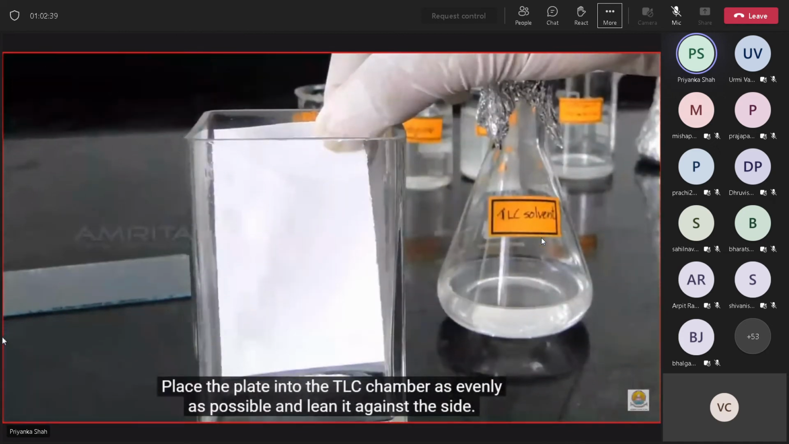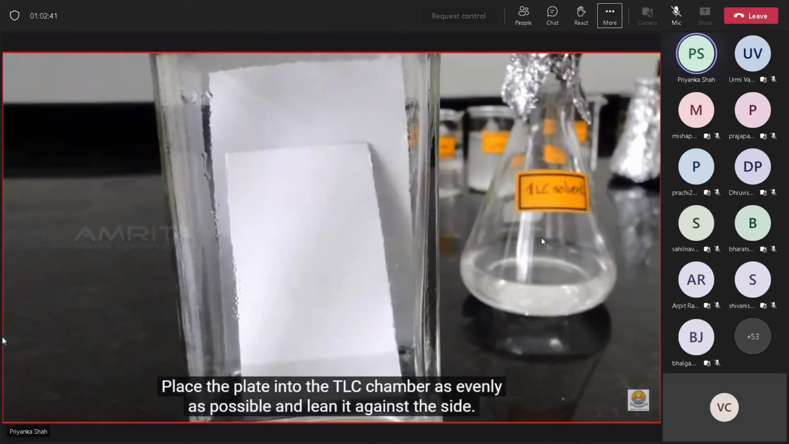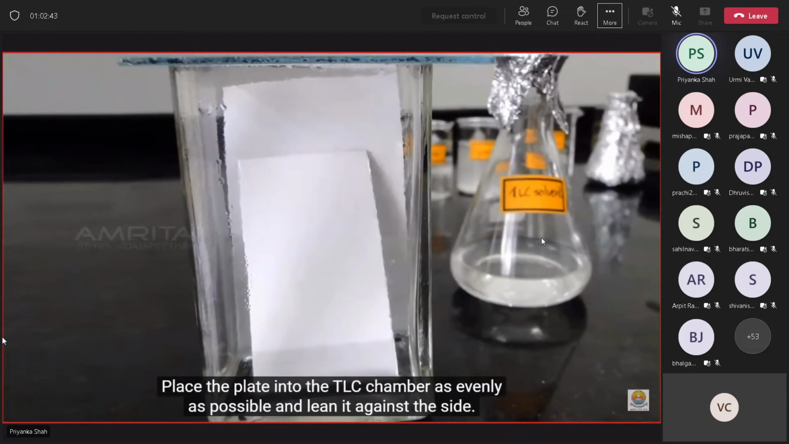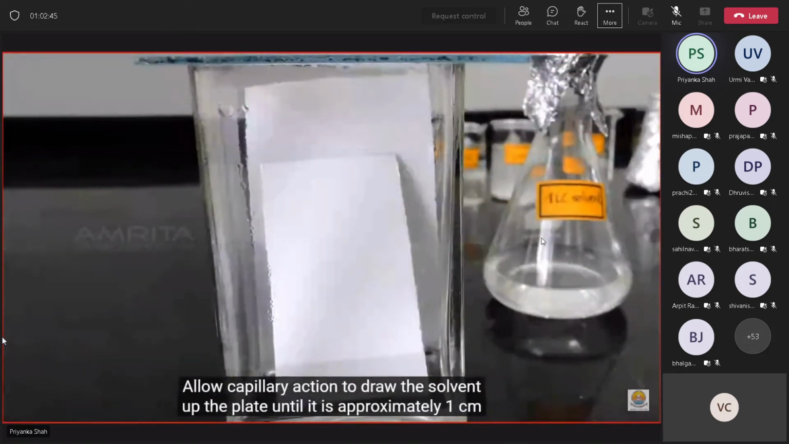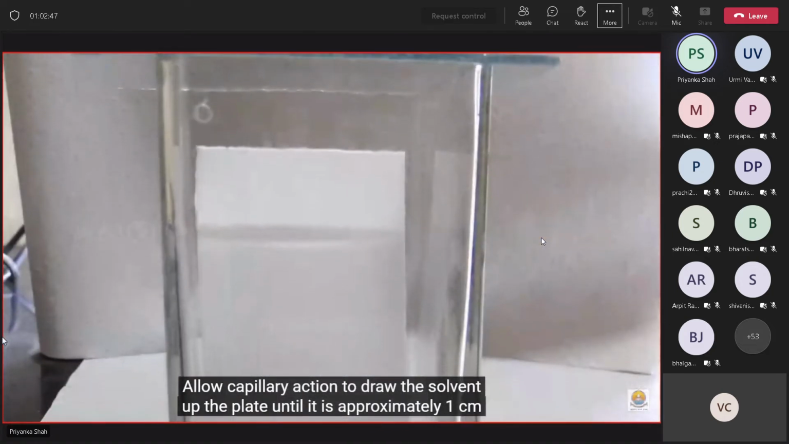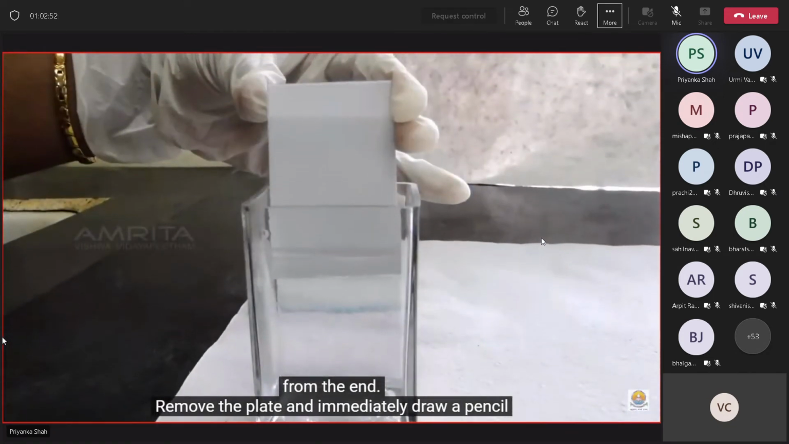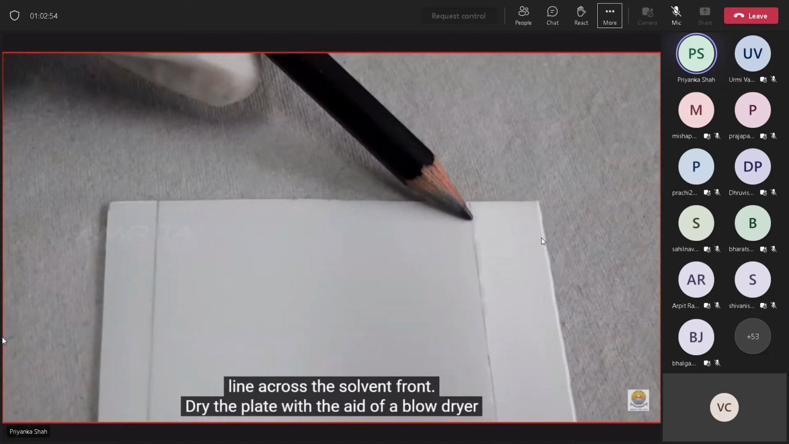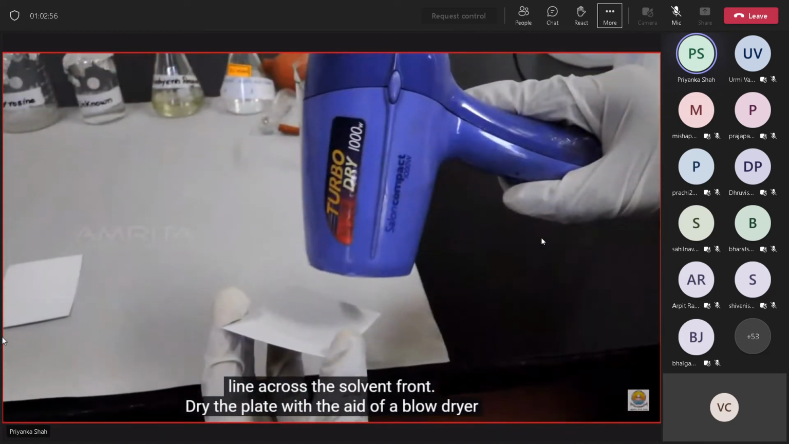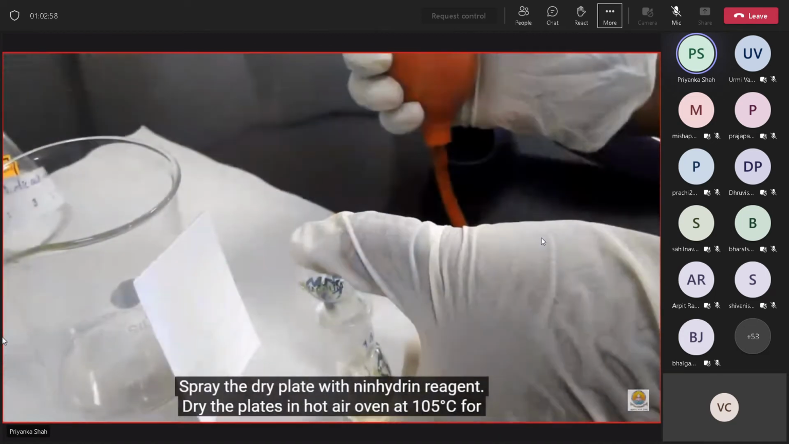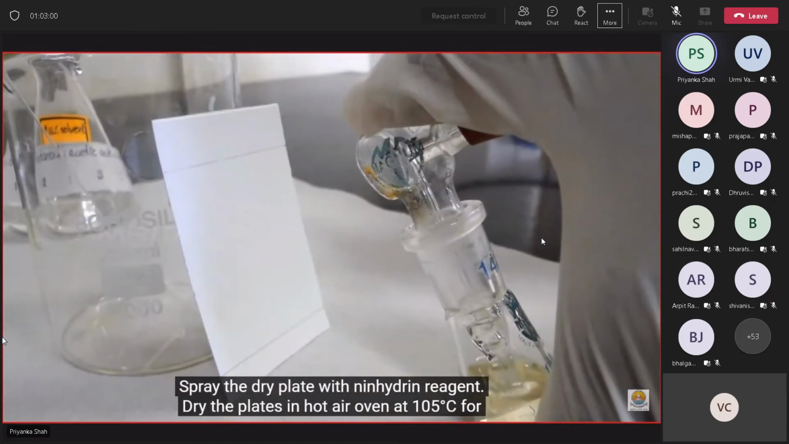Place the plate into the TLC chamber as evenly as possible and lean it against the side. Allow capillary action to draw the solvent up the plate until it is approximately 1 centimeter from the end. Remove the plate and immediately draw a line across the solvent front. Dry the plate with the aid of a blow dryer. Spray the dry plate with ninhydrin reagent.